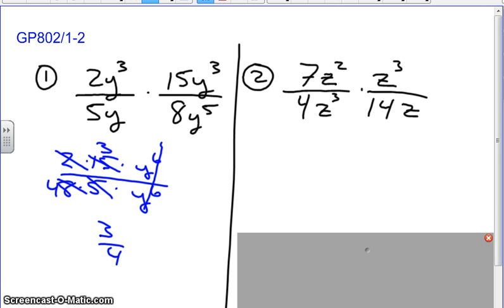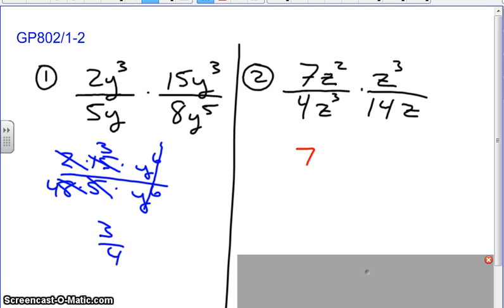We have 18. Which is how many z's? How many z's in the numerator? And then you have 4 times 14 times. How many z's down in the denominator?